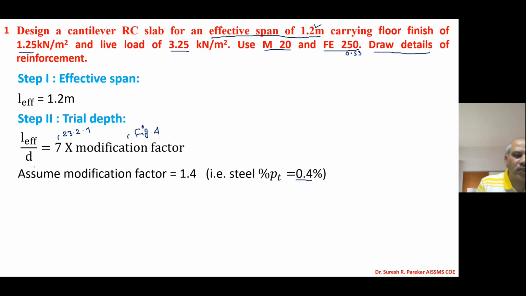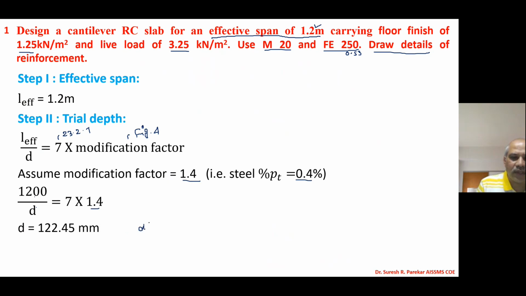And we are assuming modification factor 1.4, assuming percentage of steel 0.4%. And then we are going to get the value of D, that is L effective 1200 upon D is equal to 7 into 1.4. This value someone may go 1.3, someone 1.45, so that you have to assume. And then from this we will get D as 122.45 millimeters.